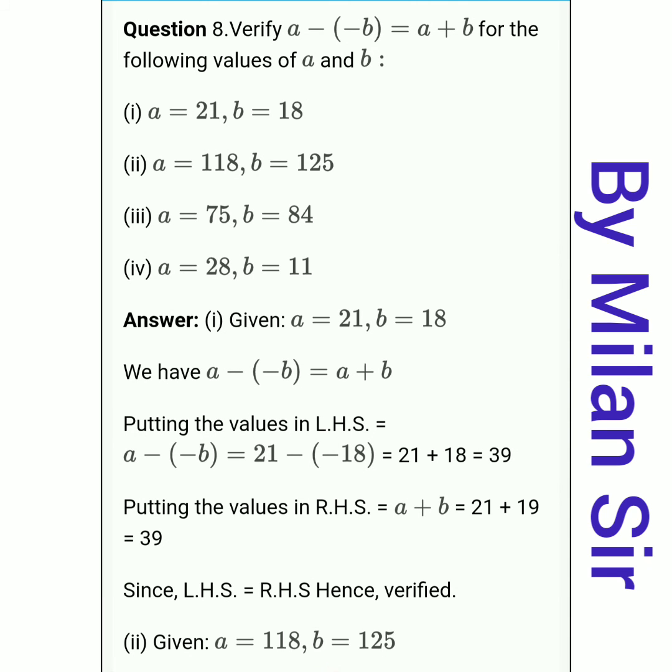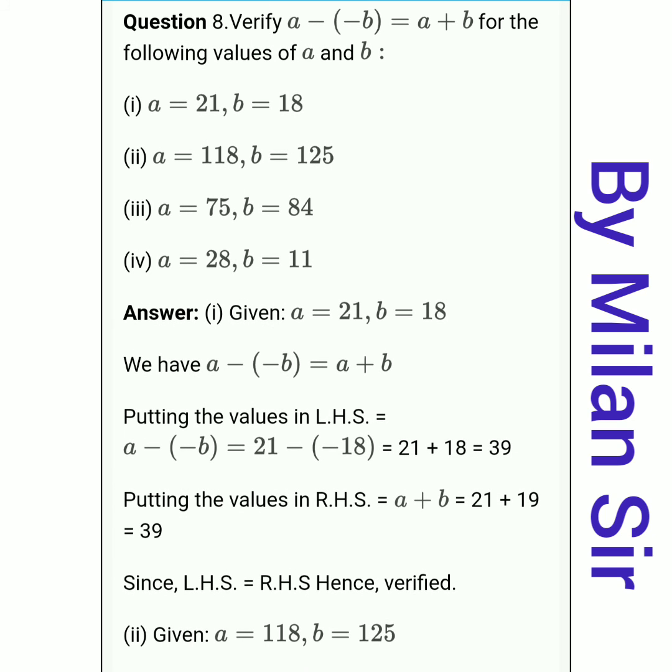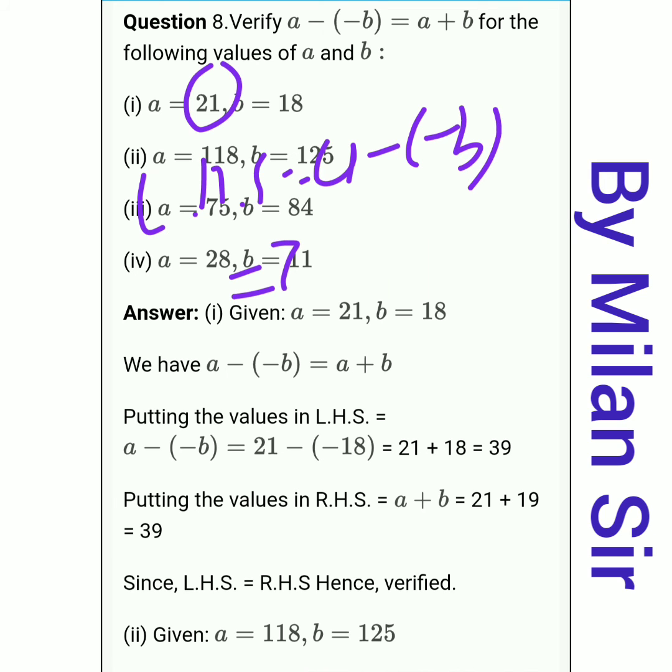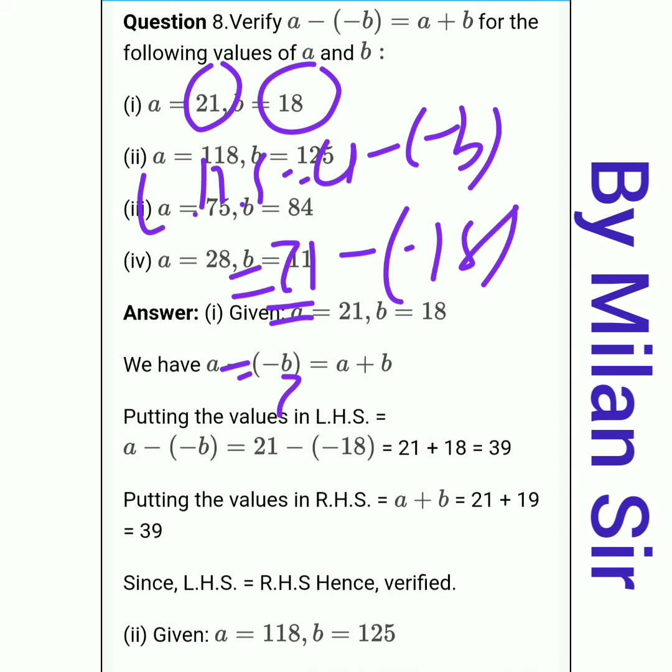Again I repeat this thing. Left hand side, LHS, a minus negative b. Put the values of a and b: a is 21, then negative of negative b, so minus minus 18, then this 21. Now the bracket shows multiplication. In multiplication, minus minus becomes plus, so 21 plus 18 is 39.